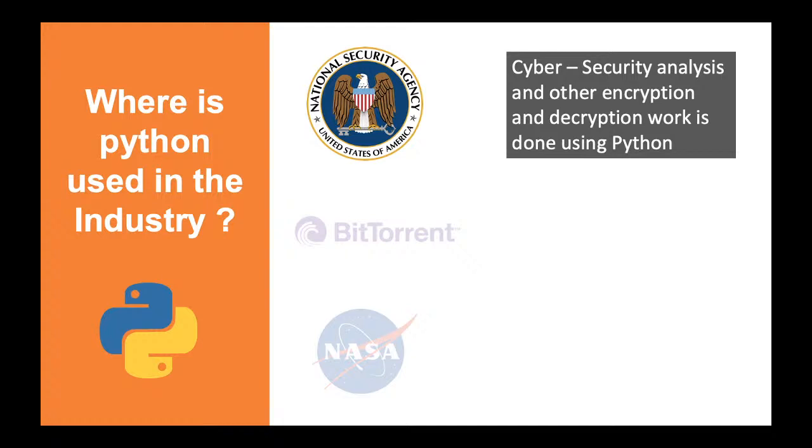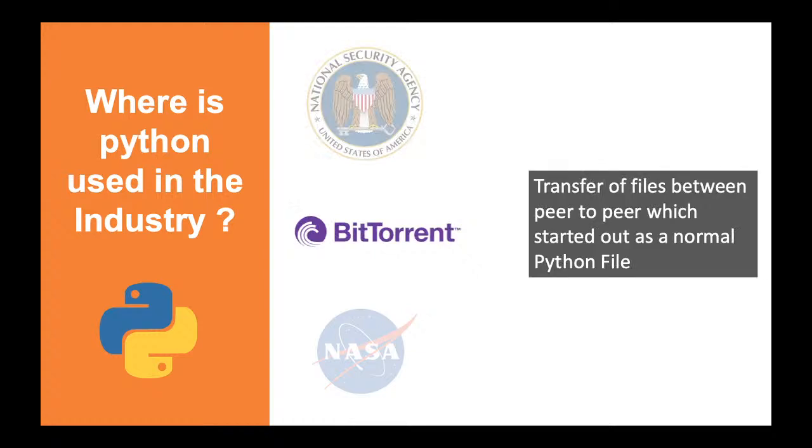Next we have cyber security, the NSA, the National Security Agency. They use Python for encryption and decryption of codes. Next we have BitTorrent. Whenever you download something from BitTorrent, it gets downloaded peer-to-peer, with a lot of files being downloaded. This transfer of files between peers started as a normal Python file.